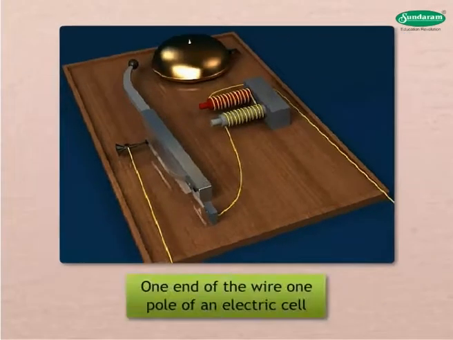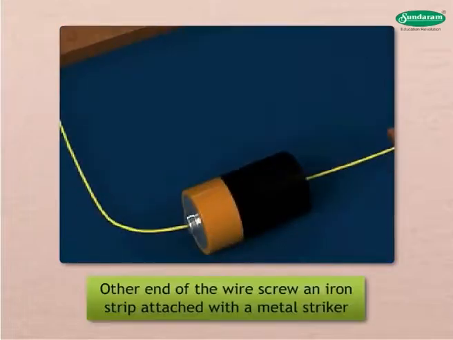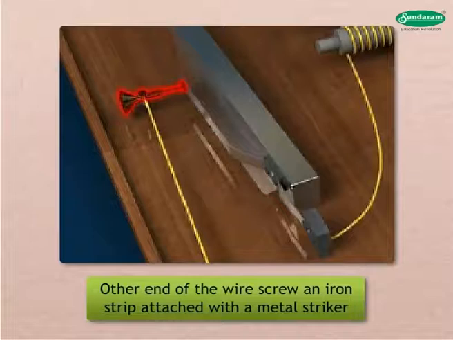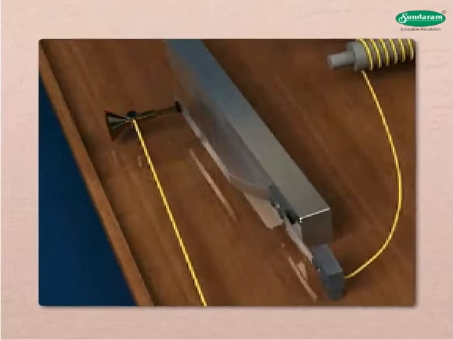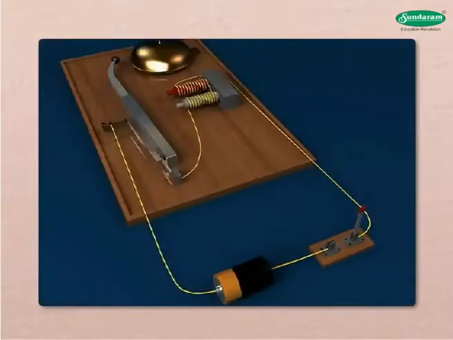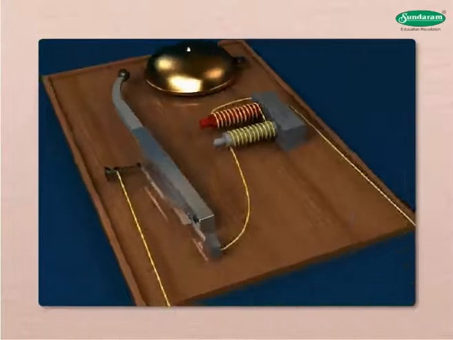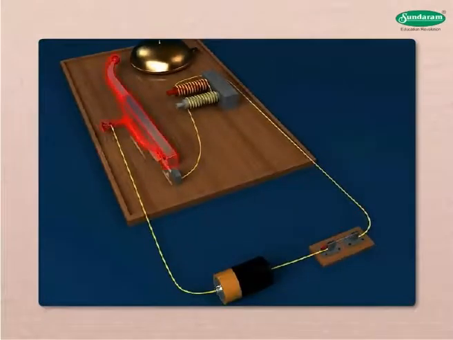Now, one end of the wire is connected to one pole of an electric cell. The other end of the wire is connected to a screw, which is connected to an iron strip attached with a metal striker. This end of the wire, in turn, is connected to a key and then to the cell. The iron strip is placed in front of the magnet wound by copper wire. Now, when we press the switch, the metal strip is already in contact with the screw and the circuit gets completed.